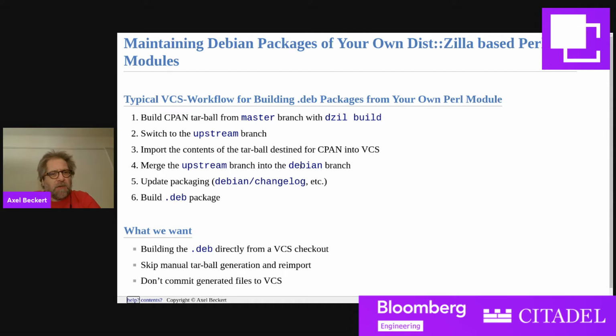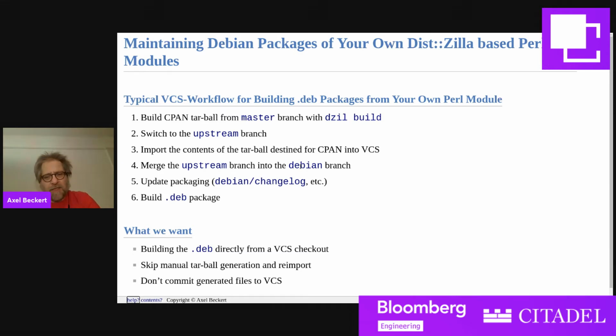You switch to the so-called upstream branch, which is common in Debian packaging Git repositories. You import that tarball, which was meant for CPAN, into the upstream branch. Then you merge the upstream branch into the Debian branch, which contains the packaging for Debian. You update the packaging. For example, you write the changelog entry for the new package version, and you build the Debian package out of that Debian branch.